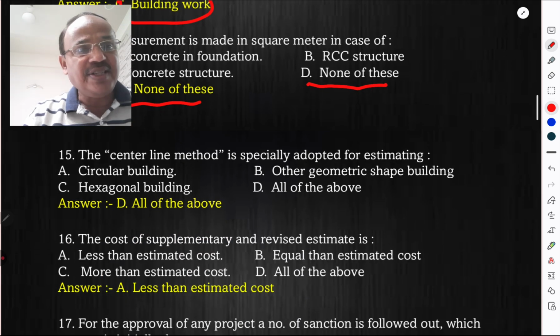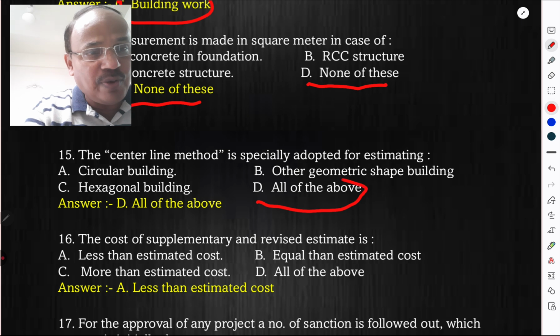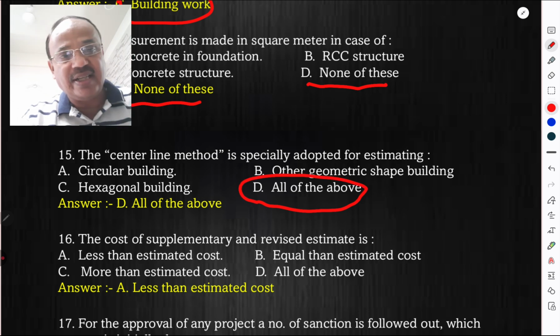The center line method is specially adopted for estimating circular building, other geometric shape building, hexagonal building, or all of the above. It is used for the building, so all of the above is the correct answer.